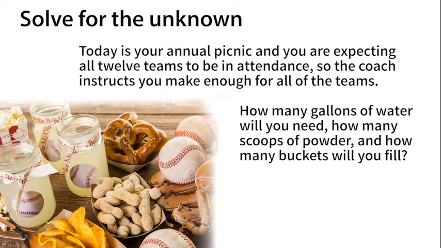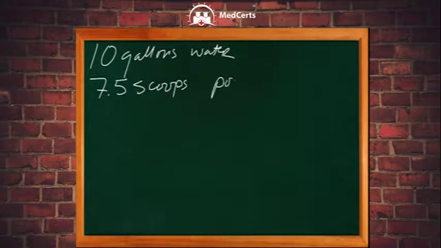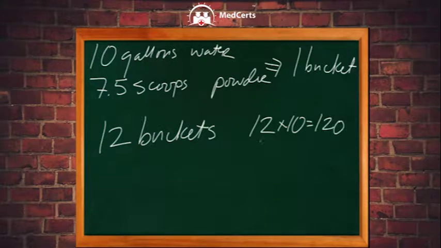So that means I'm going to need 12 buckets. And somewhere I have to figure out what is going to be the relationship of my scoops of powder and my gallons of water. Now, what we can do is we can solve for each ingredient. Now, if it takes 10 gallons of water to fill 1 bucket, 7.5 scoops of powder, we already determined earlier that there's going to be a multiplication factor of 12. So we're going to need 12 buckets filled total. So if there's 10 gallons of water, then 12 times 10 will give us 120, and then 12 times 7.5 would give us 90 scoops of powder.